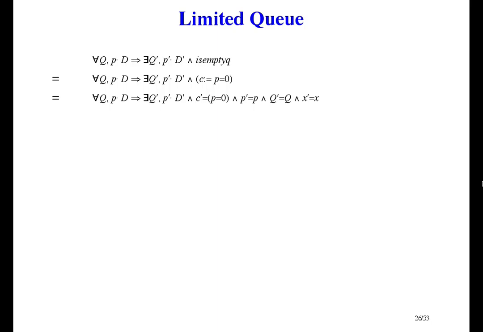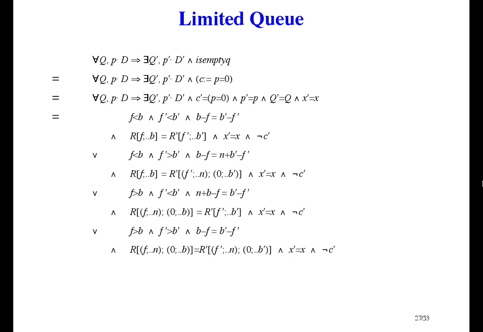Now let's try isEmptyQ. That was defined as C gets the result of comparing P and 0. In the variables before transformation, that's C prime equals the result of P equals 0, and all other variables are unchanged. Now again, I'll save time and show you the result. There are 4 cases. The first case says F less than B, which means it's in the inside mode with the items between F and B at the start of the operation and also at the end of the operation.